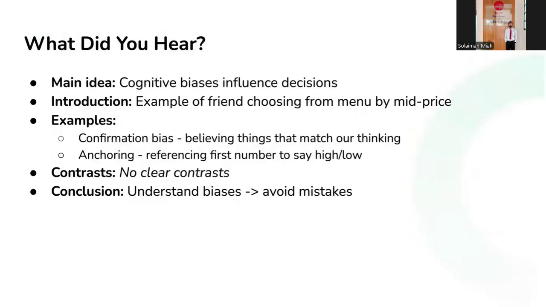So, returning to the questions that we asked ourselves, we can fill in some answers. The main idea was that cognitive biases influence the decisions people make. The introduction used a relatable restaurant example to show how mental shortcuts work. The professor then provided two types of biases: confirmation bias and anchoring, that demonstrate different ways people rely on quick judgments. In this talk, there weren't major contrasts, but the examples were distinct enough to show different types of biases.